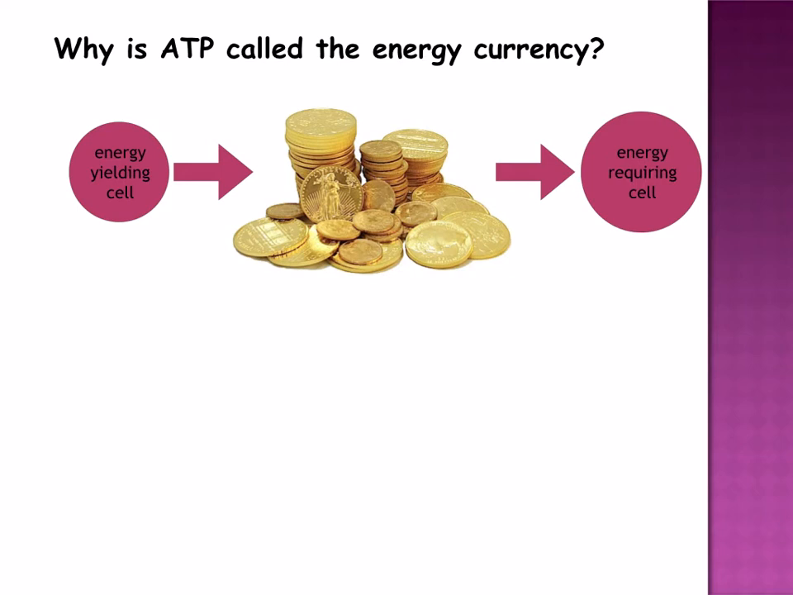So why is ATP called the energy currency? Well, ATP is the universal energy molecule between energy yielding reactions in a cell and energy requiring reactions in a cell. So we say that it's the energy currency of the cell, and it's the trade in ATP rather than making use of a number of different intermediates.